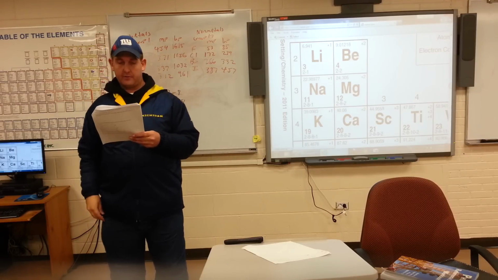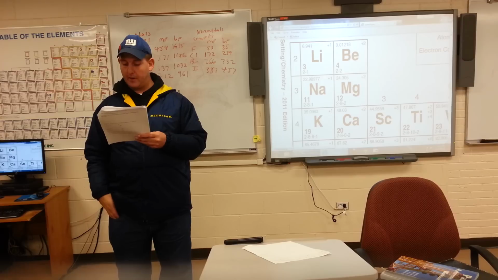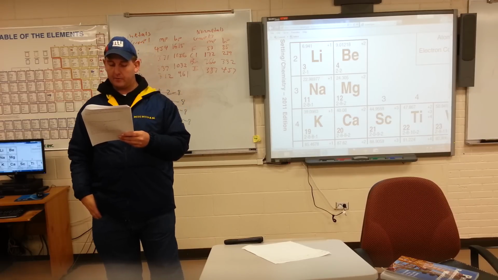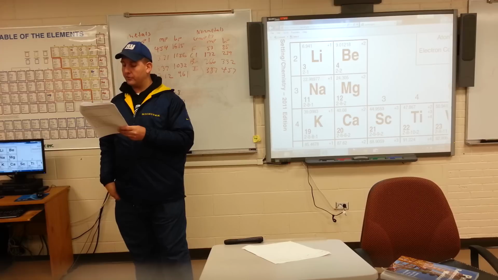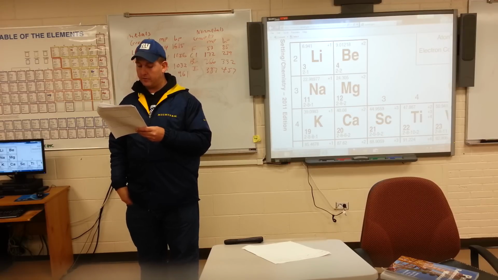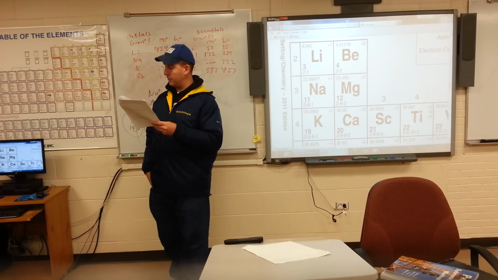Okay, 2 more questions. 17. Fr, francium, has the largest atomic radius of all given elements in Table S. Using the periodic table, explain why this is to be expected. All right, because you can say, because it has 7 shells, and in period 7 it has the least number of protons.